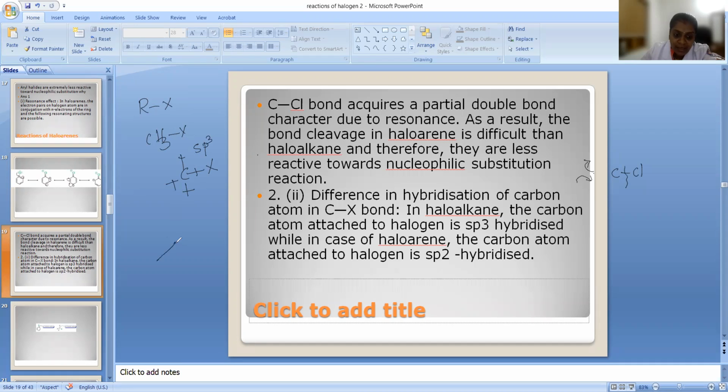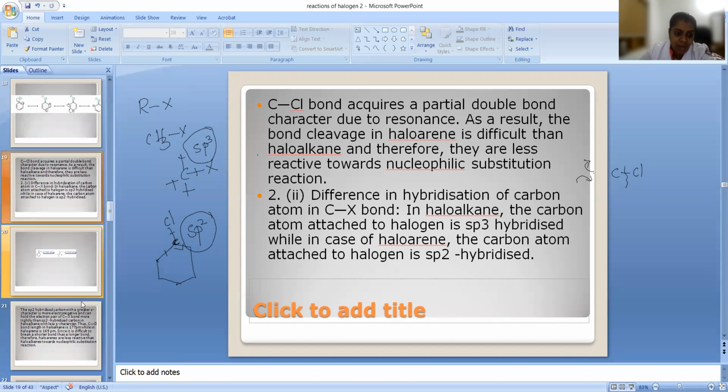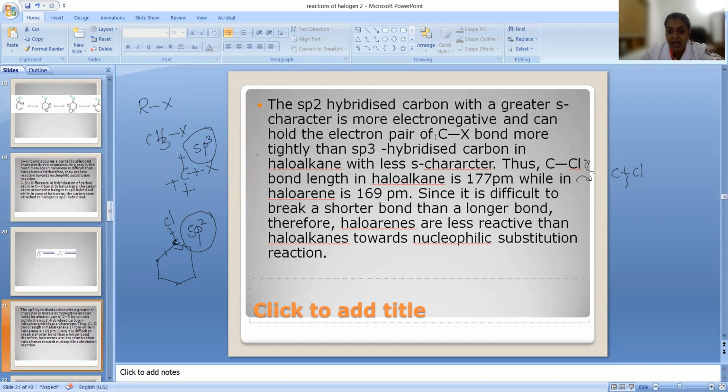Now look at the haloarene. So here, like this, it will come, right? So how many sigma bonds? 1, 2, 3 sigma bonds. The double bond we will not count. So this carbon atom is having which hybridization? sp2 hybridization. Okay. So sp2 hybridization here and sp3 hybridization here. So there is a difference in the hybridization if you are looking at the carbon atom of haloalkane and haloarene.